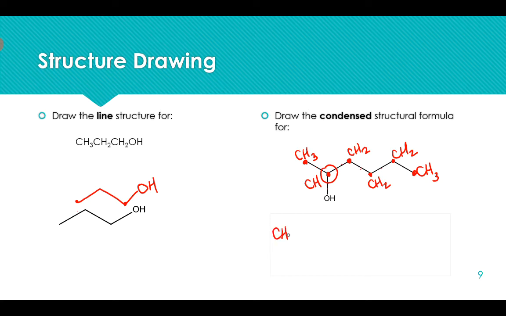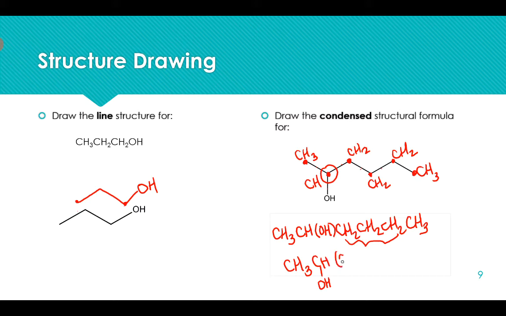So let's see, we got CH3, CH, and you can write the OH in parentheses, CH2, CH2, CH2, CH3. You could also merge those together if you like, or you could draw the OH going down. Either way is okay. You have options with the condensed structural formula. Any of those are correct, or a combination of features. It's all good.